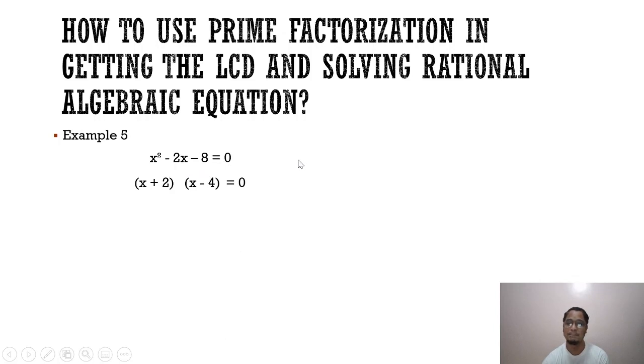Next, what is the next step? Equate each factor to 0. So, x plus 2 equals 0, x minus 4 equals 0.